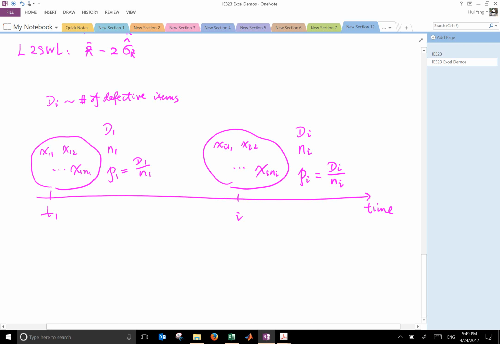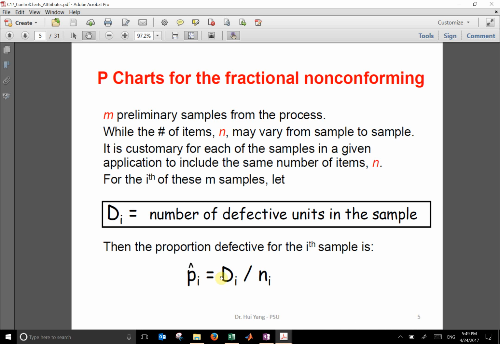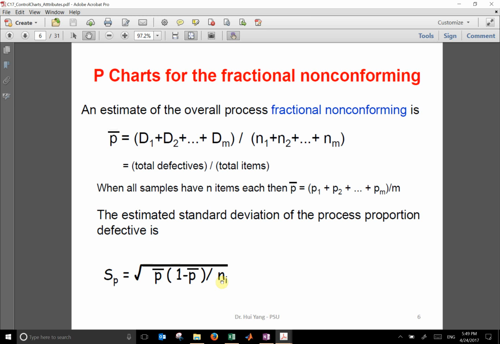Now we are going to monitor the fractional non-conforming, Pi hat, over time. An estimate of the overall process fractional non-conforming is P bar. That means if we have m samples, we add all the total defectives, divided by the total items: the sample size for the first sample, the second sample, and so on. This is the number of defective items in sample 1, and this is the size of sample 1.